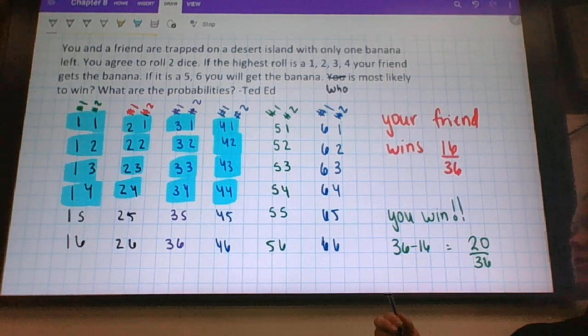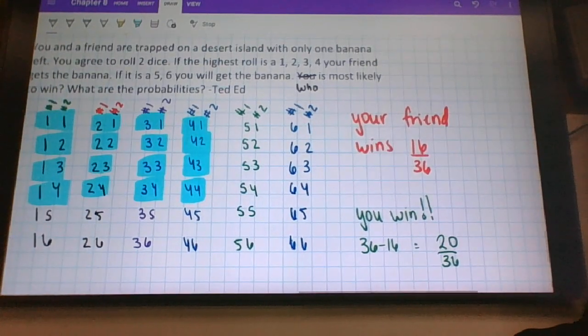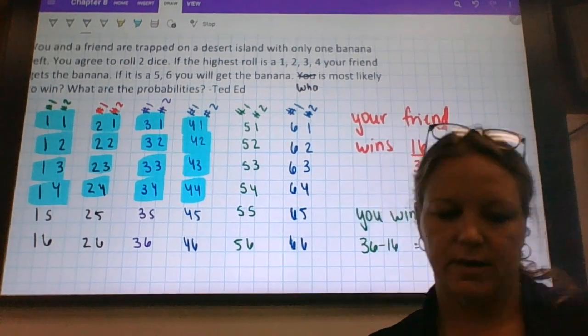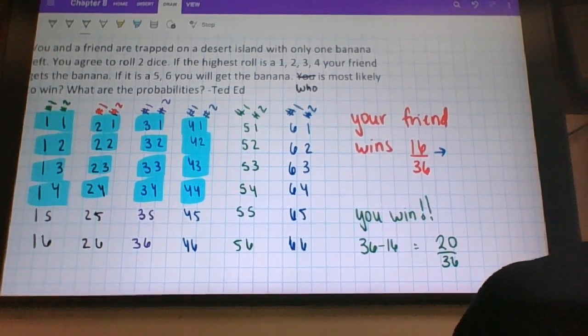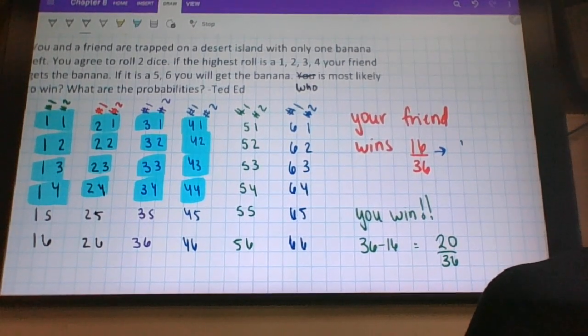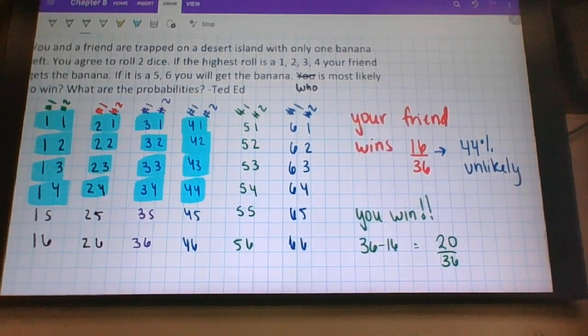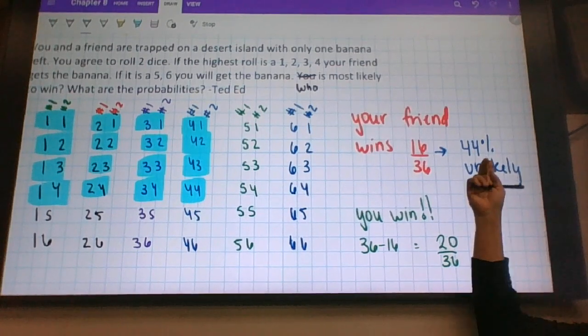You're more likely to win. You're going to win 20 out of 36 times. Let's go ahead and make these into probabilities. 16 divided by 36. All right, 16 divided by 36 is 44%.